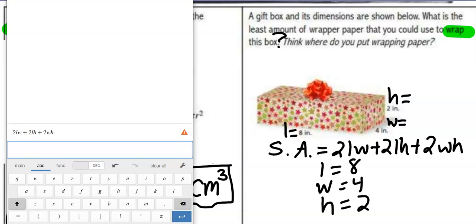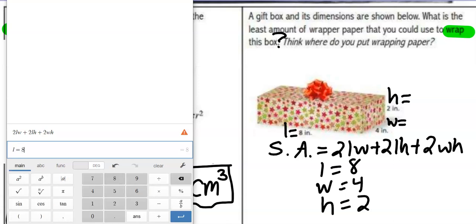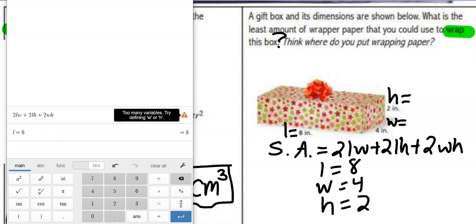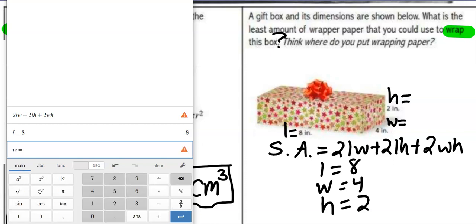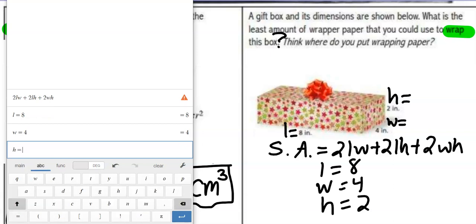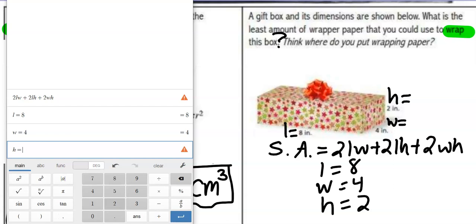So now we're going to go to the next line and tell it L is equal to 8. And still it hasn't solved it because we don't know what W or H are yet, or Desmos doesn't. W is equal to 4. And then our last line, H is equal to 2. All right, and you can see our answer there. We got 112 simply by typing in the formula and then telling Desmos the values of length, width, and height.